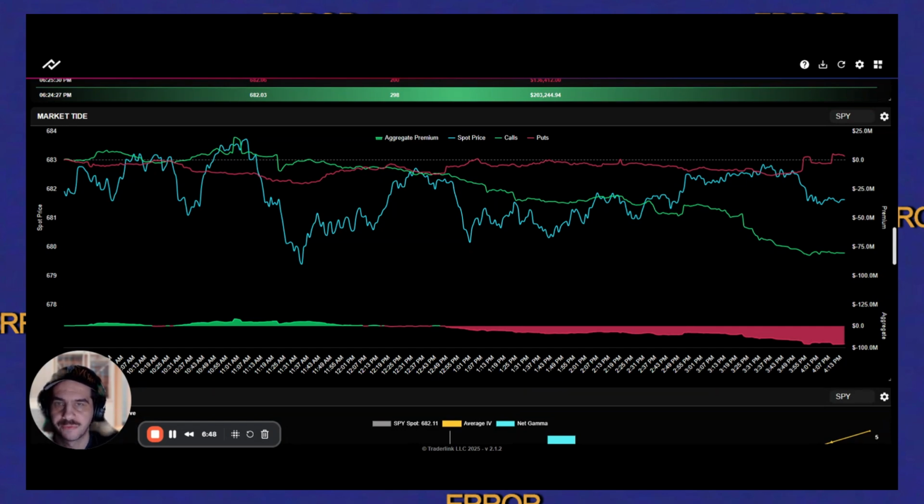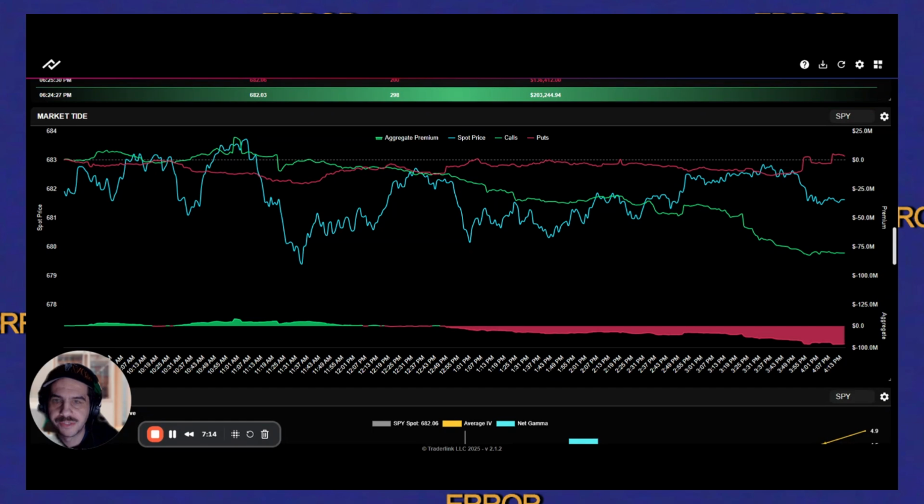Next strategy, number 4 and final, is combine market tide with other Traderlink modules. You could use DDOI plus market tide. This will show you dealer positioning plus premium flow, which is elite confluence. You could use footprint plus market tide, and that equals premium flows and actual order flow aggression. And volume profile plus tide equals structure and flow alignment.